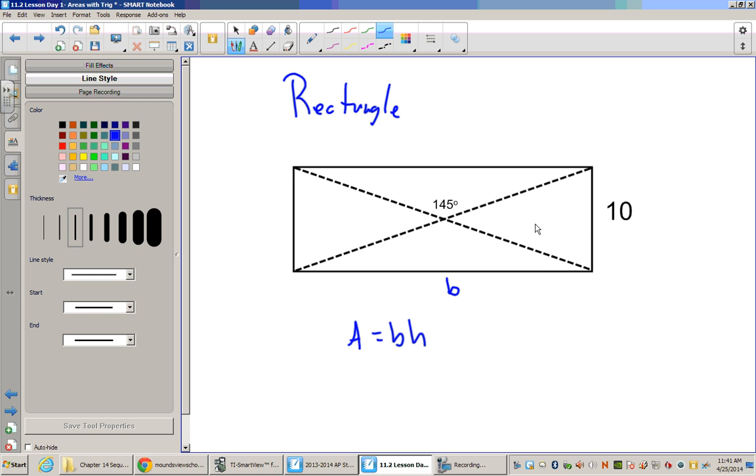Now, a problem is we don't know what this base is. Now we're going to have to remember a little bit of geometry from before. These two are vertical angles, so that would be 145. Or I guess I could use this angle here. Let's just keep going. Now if I want to find these two angles, I take 180 minus 145 to get 35. And since this is an isosceles triangle, because in a rectangle those are equal, I divide that by 2, and I'll get 17.5 for each of these angles.